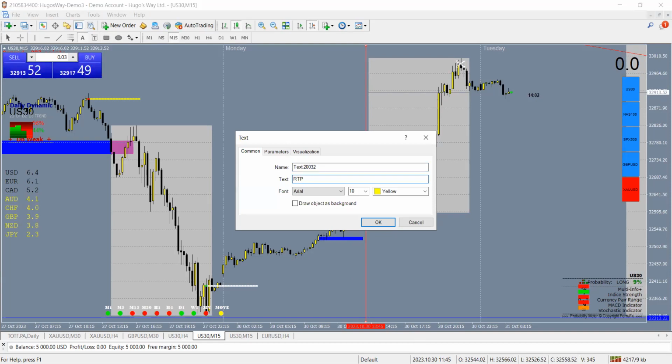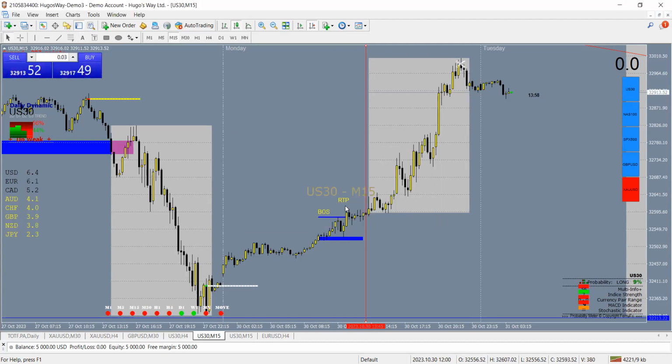right? And this is just me reading the language up into the beginning of the New York session. So we know above these wicks is RTP. And then what is the next phase? To trick sellers back into an area of support, filling inefficiency. And then right at the beginning of New York session, this candle forms.